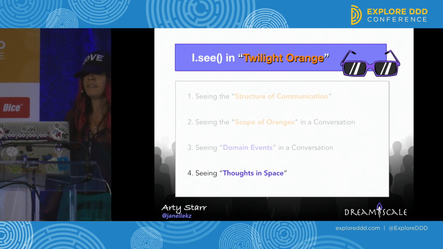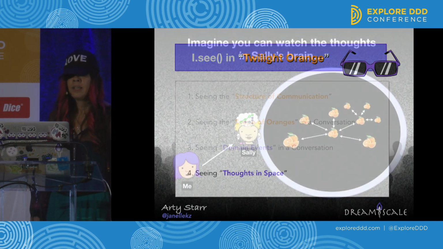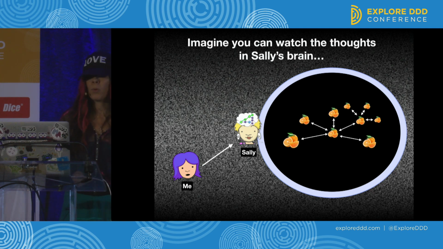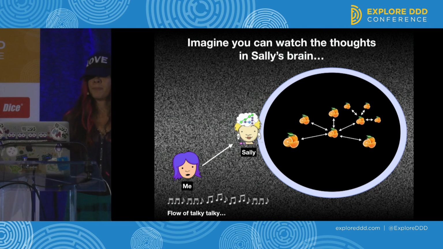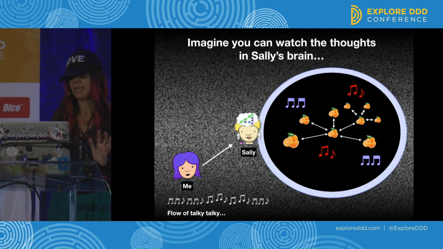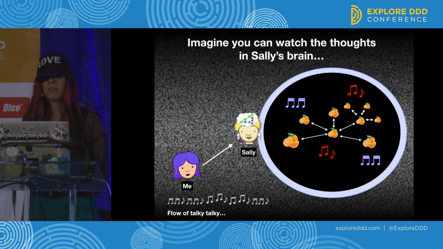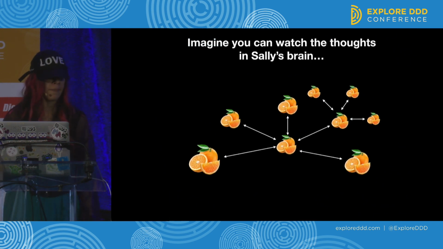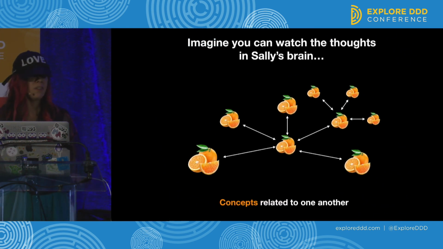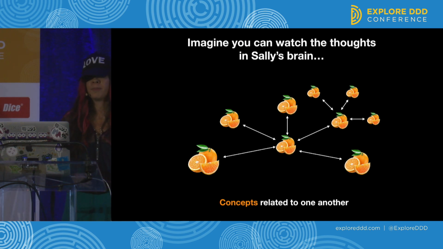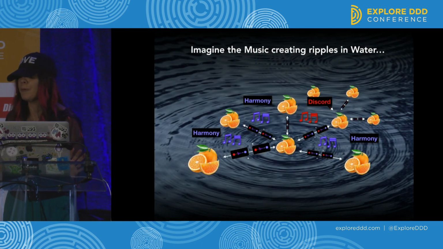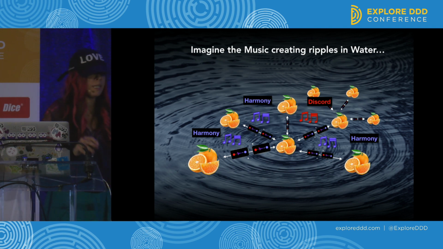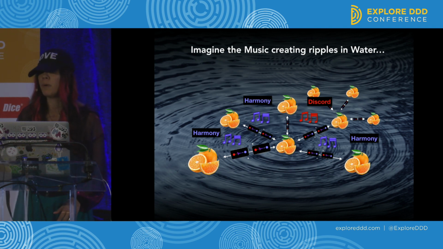All right, seeing thoughts in space. So imagine that you can watch the thoughts inside of Sally's brain. As we're talking here, we can see the resonance and stuff happening in her brain. All right, so let's zoom in here. And these oranges are different concepts that are related to each other. Now again, poetic license: imagine the music creating ripples in water. Okay, so we've got these harmony and discord effects that are making ripples in the water.